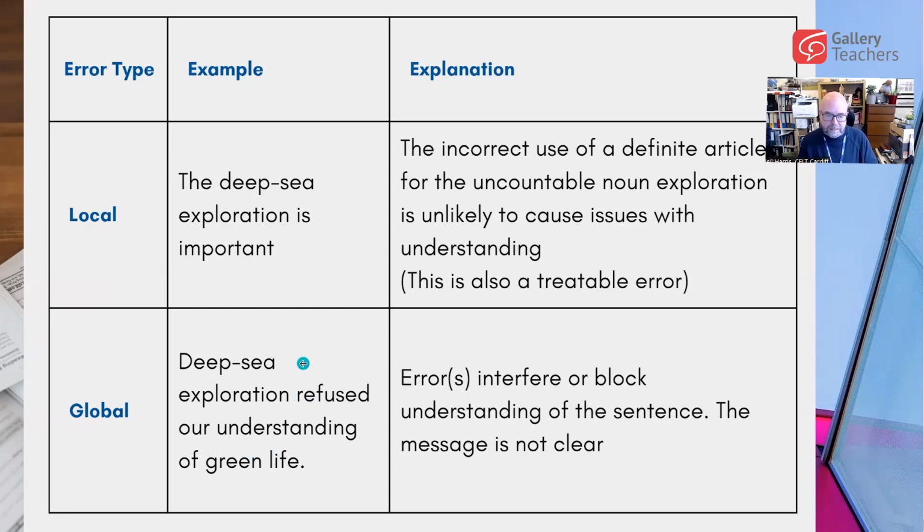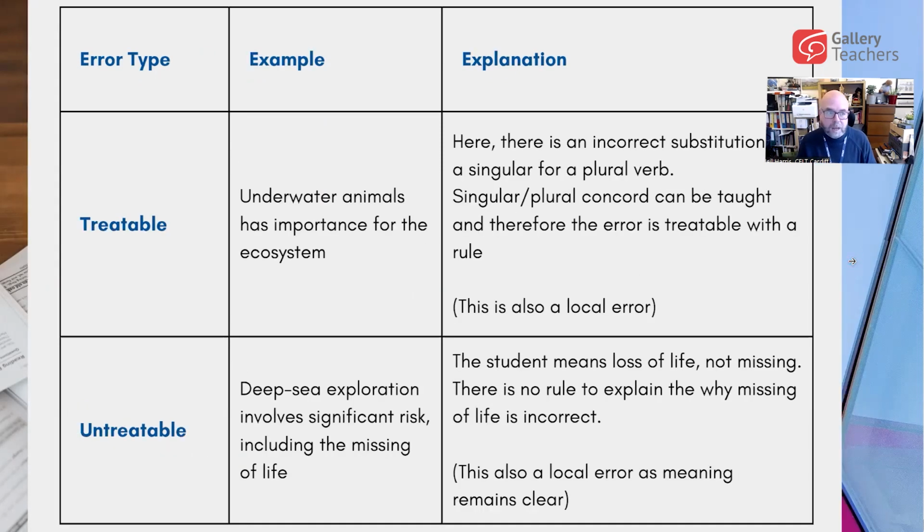But if we get something like this, deep sea exploration refused our understanding of green life. Here, this is an error that gets in the way of communication. Communication fails as a result. So in this context, we might decide that we're going to treat it because it blocks communication, but we also might realize that we as the teacher are going to have to reformulate this because it may be something that the students are not able to deal with themselves. It could be a false friend.